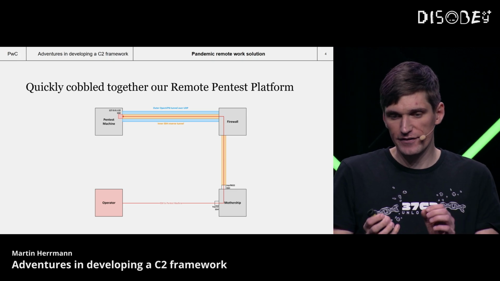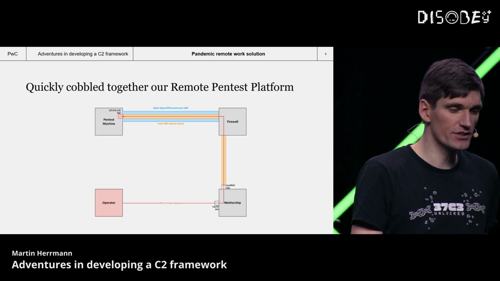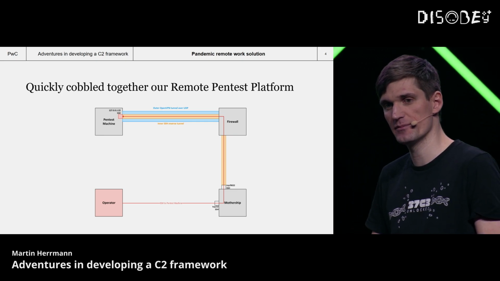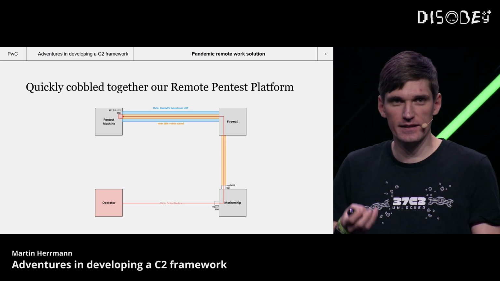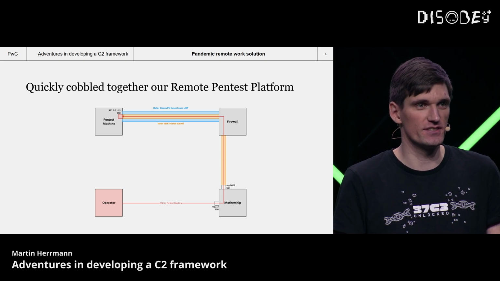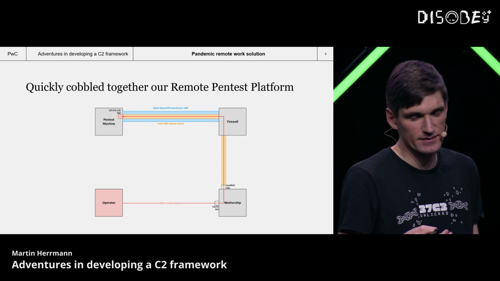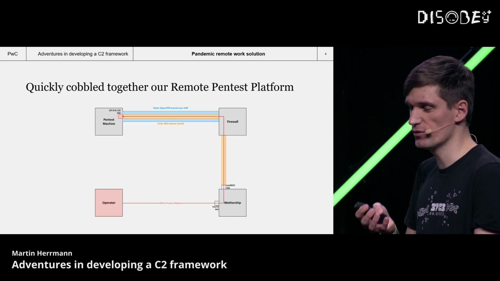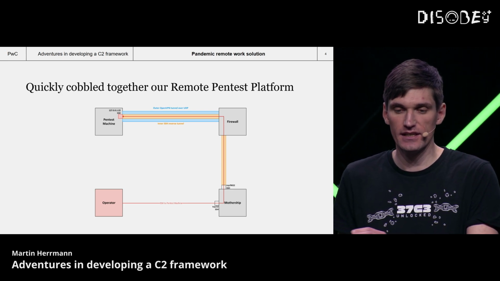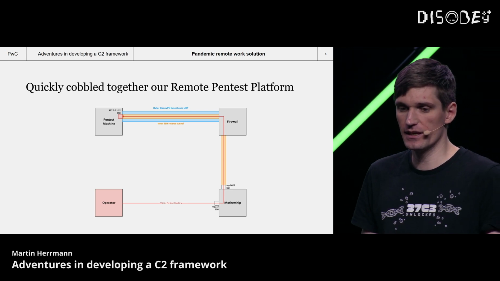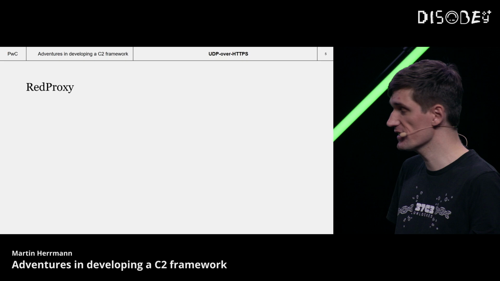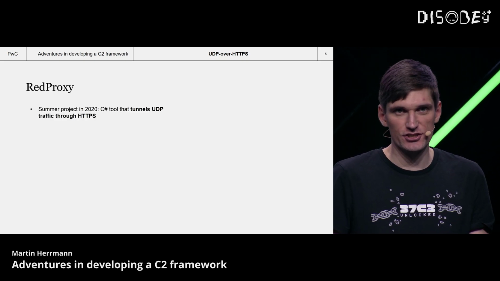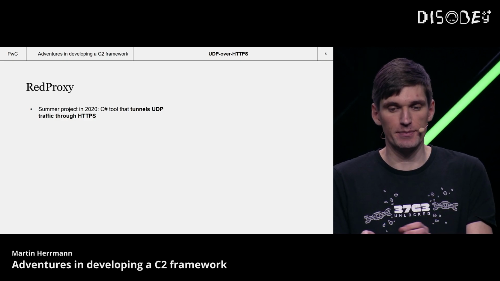And the problem we have here is that this outer OpenVPN tunnel uses UDP, and getting UDP through a corporate firewall can sometimes be a challenge. You have to deal with firewall exceptions and this kind of stuff, and we didn't really want our customers to have to make firewall changes just for us. So we came up with a tool that we called Red Proxy. This was basically a summer project in 2020 that just tunnels UDP through HTTPS.